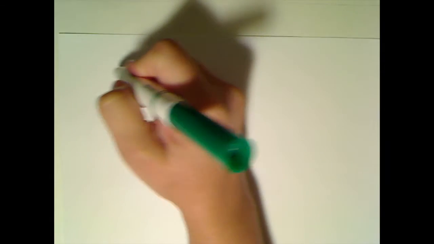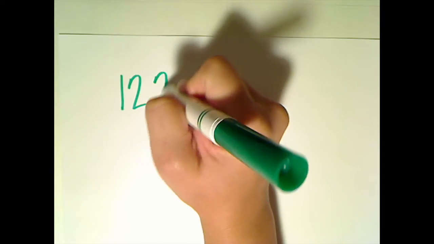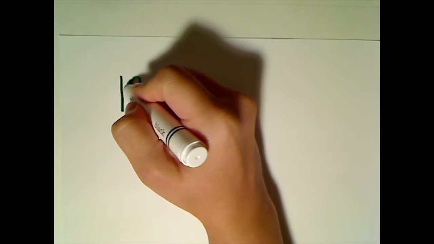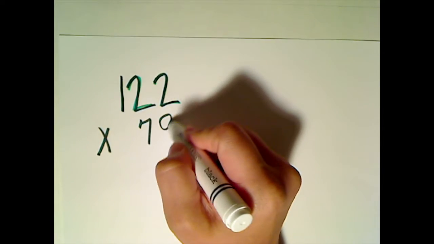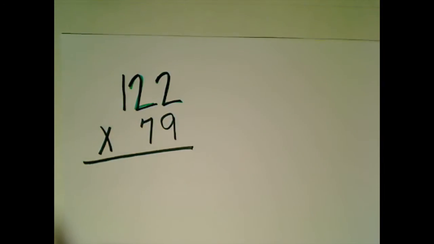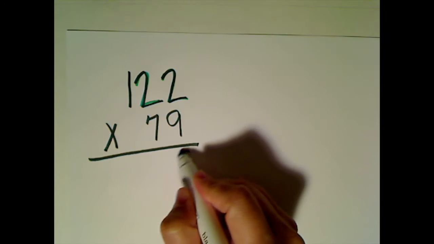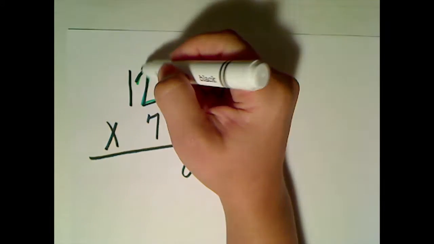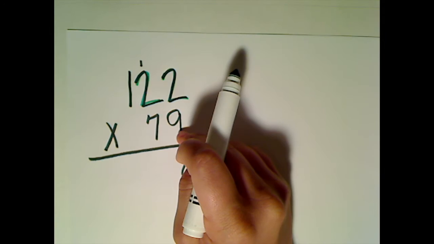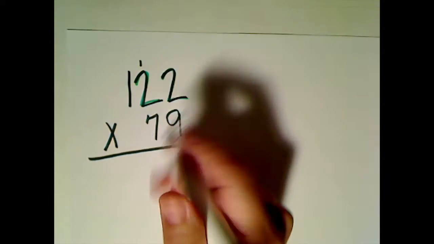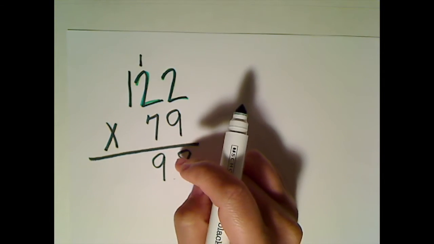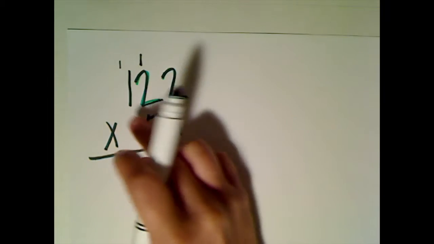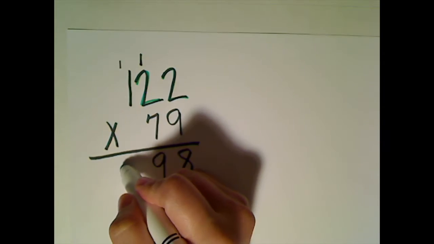So, standard algorithm is 122. I'm sorry, guys. I meant to do that in black. Let me do that in black. 122 times 79. We start off with our ones place. 9 times 2 is 18. Put the 8 down. Carry the 1. 9 times 2 is 18 plus 1 is 19. Carry the 1. 1 times 9 is 9 plus 1 is 10.